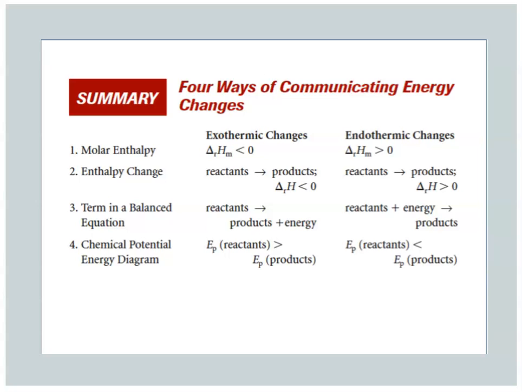This diagram from a textbook is a good summary of how exothermic reactions and endothermic reactions are presented in each of the four ways of communicating enthalpy changes. Exothermic reactions will have a negative sign for the change of enthalpy. The energy term will be written as a product, and the chemical potential energy diagram will show a decrease in energy. Endothermic reactions will have a positive sign for the change of enthalpy. The energy term will be written as a reactant, and the chemical potential energy diagram will show an increase in energy.